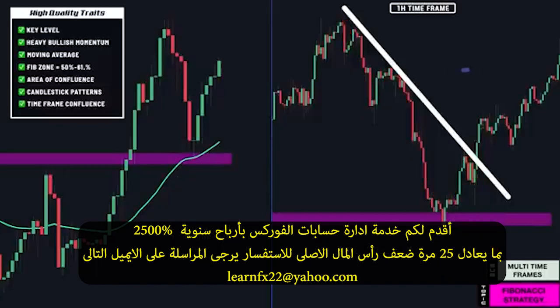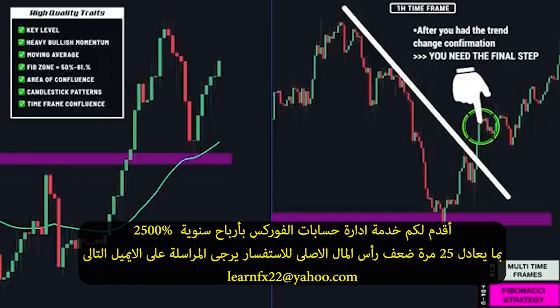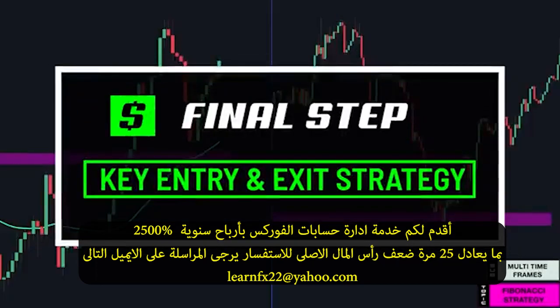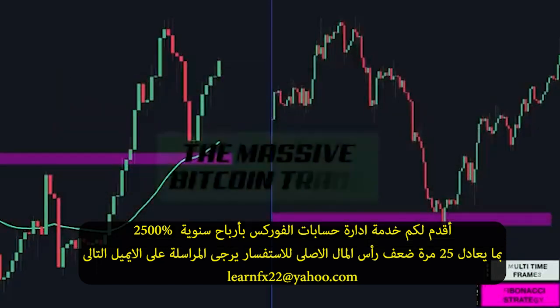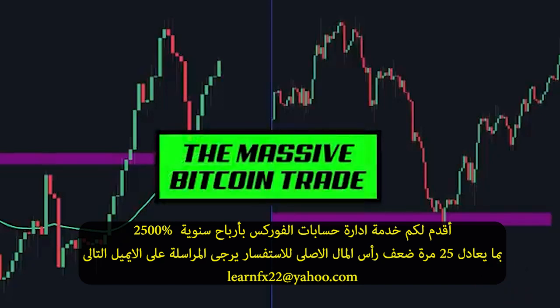So after you had your trend change confirmation breakout, this is when you need the final step of the formula, which is to go to the lower intraday timeframes and use our key entry and exit strategy and entry tool. So now, the part you've all been waiting for, the massive Bitcoin and crypto trade our members and us took using this exact strategy.